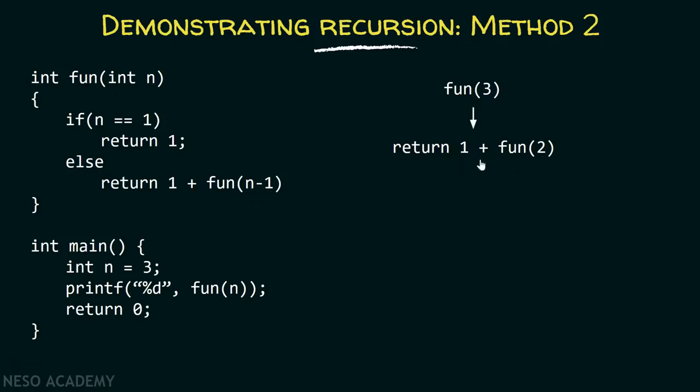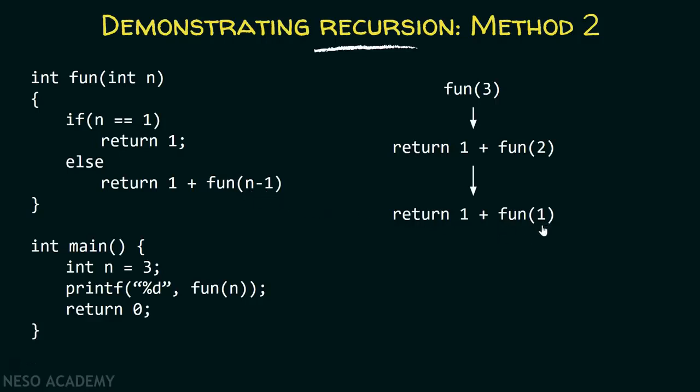Before evaluating this statement, we must know what is the value of fun2. Now fun2 will be called, right? Therefore the control will transfer from fun3 to fun2. And whatever will be evaluated by fun2, we will simply write it over here. As n is equal to 2 and 2 is not equal to 1, this will not get evaluated, but the else part will get evaluated. As this is the statement which will get evaluated by fun2, we will write this statement over here, which is return 1 plus fun1. Because n is equal to 2 and 2 minus 1 is 1, we are simply writing 1 over here.